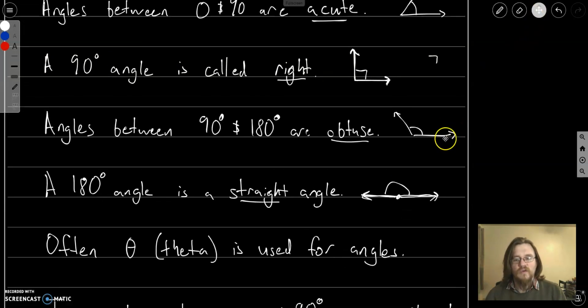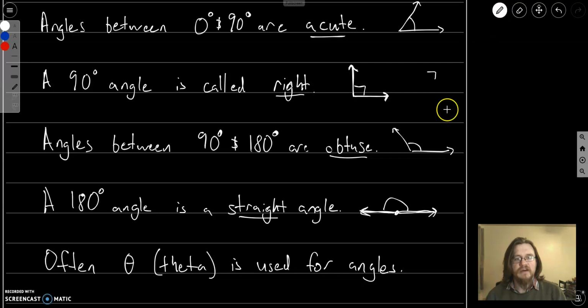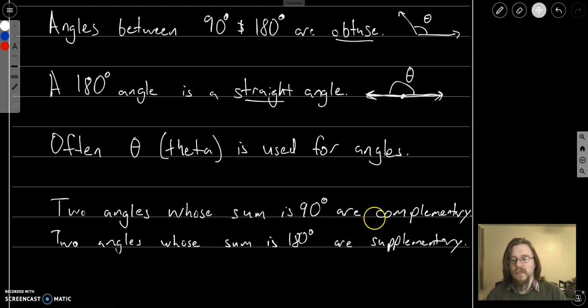We'll quite often use the letter theta, the Greek letter theta, to represent an angle. We can use whatever letter we like. If it's unknown and we don't know what the angle is, maybe we'll call it x, maybe we'll call it y, but quite often theta is what we'll use.